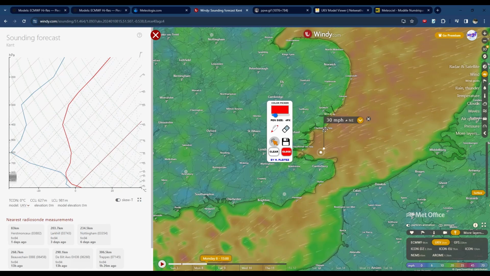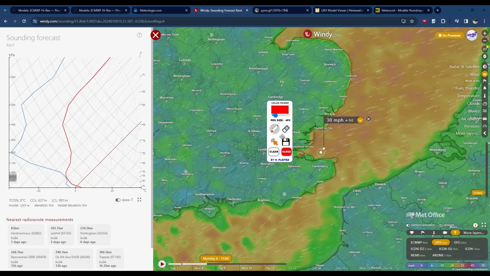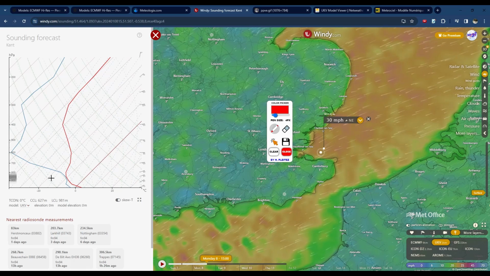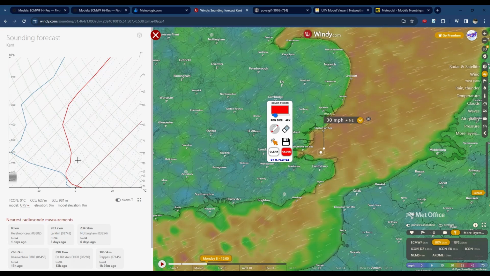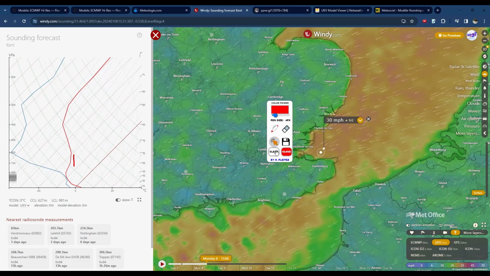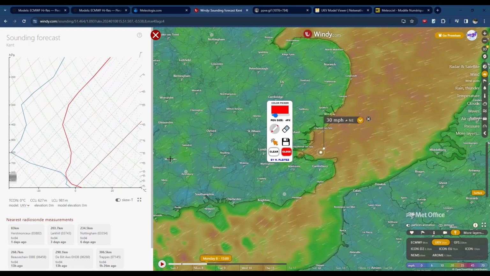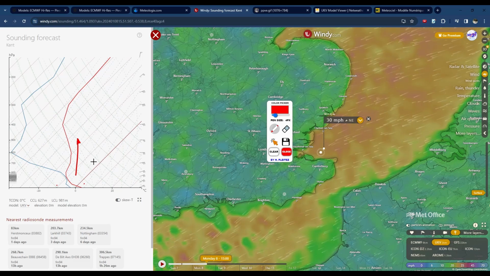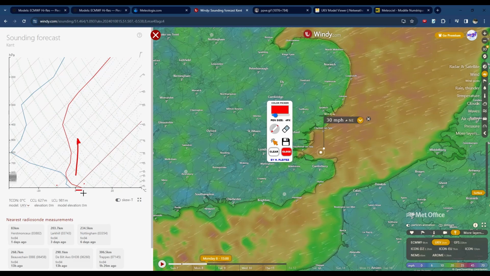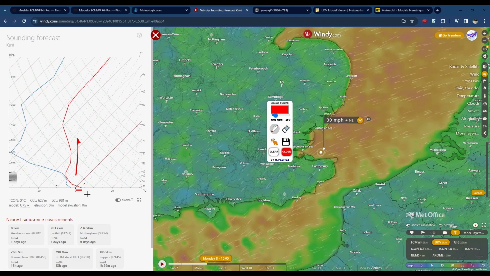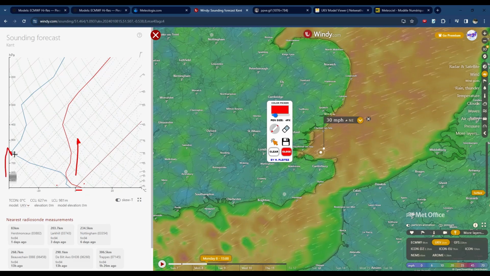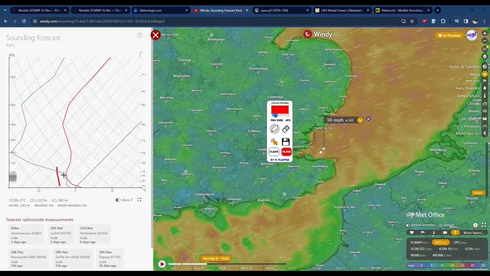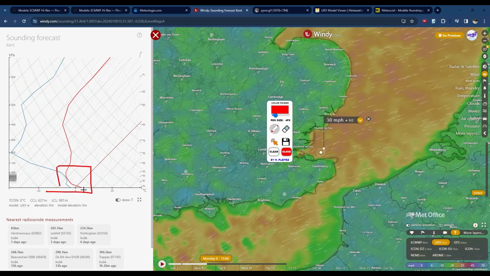And as you can see here on this forecast model sounding from the UKV, this is on windy.com, you can see that the red line here, this is our vertical profile, so it's how the temperature and dew point change as you go upwards through the atmosphere. The black line on the x-axis is the surface, and this is going upwards with height there.